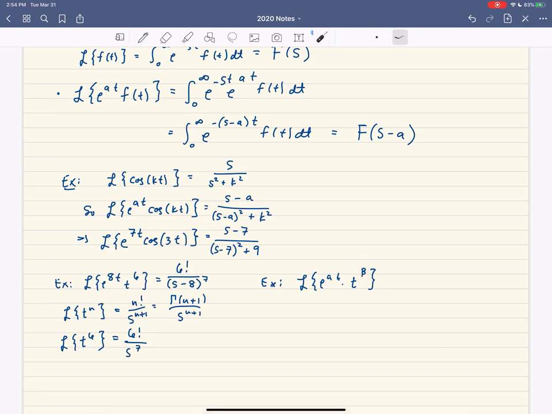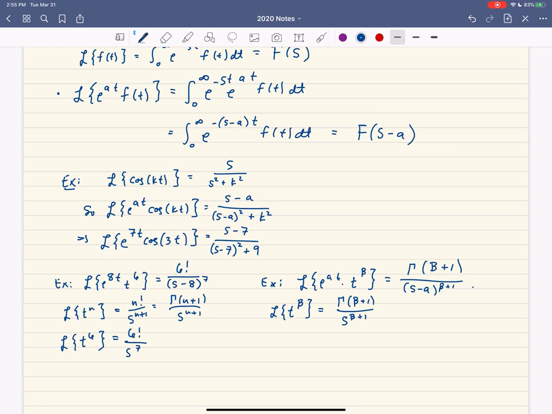This is going to be the same formula because we know all about the gamma function. So e to the at times t to the beta is going to be the transform of that. I always just find it helpful to write it out. The Laplace transform of t to the beta is gamma of beta plus 1 all over s to the beta plus 1. So that means that e to the at times t to the beta is going to be gamma of beta plus 1 all over the quantity s minus a to the beta plus 1.